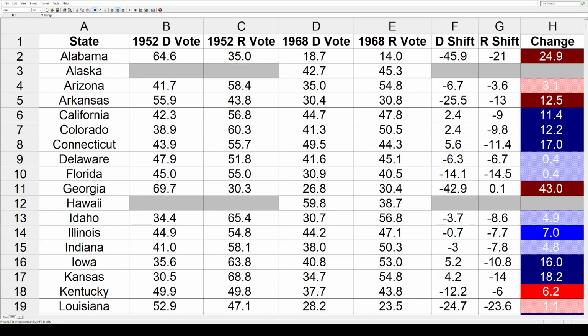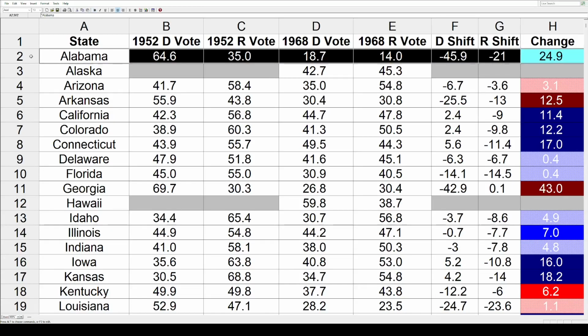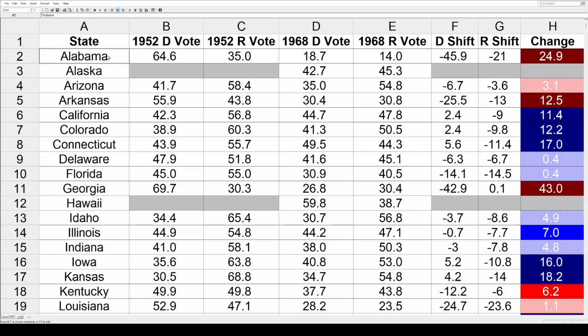To make it a little easier, there's also some shading in this column. The darkest colors are 10 or more points. The lightest colors are under 5-point shifts. So Alaska, Hawaii, and Washington, D.C., they were not states or did not vote in 1952, so we don't have to look at those. But other than that, we could get started in Alabama. And remember, third-party vote, including George Wallace, is not going to count for the Democrat or the Republican, but it does affect the shifts in some of these states.